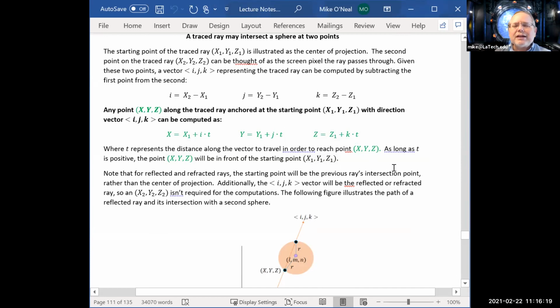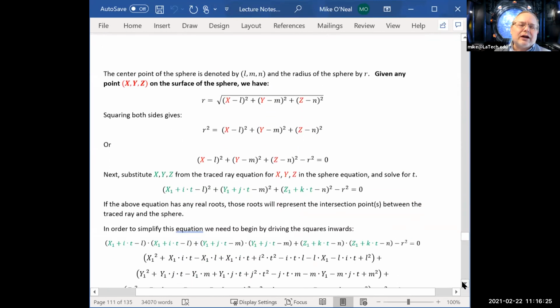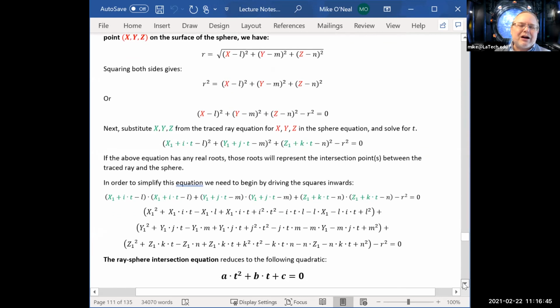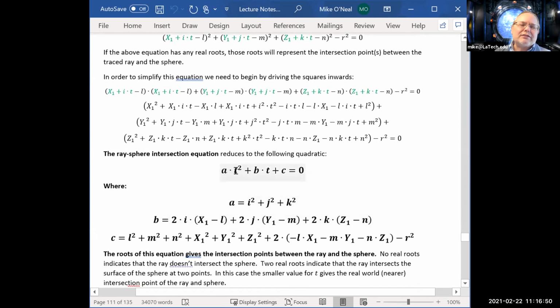So we take that parametric equation for x, y, and z, and we plug it into the x, y, and z of our sphere, and that gives us this combined ray slash sphere equation, and then we have to solve it. Well, the first thing you have to do is multiply out all of these things that are squared and combine your terms, and you can get a quadratic, a times t squared plus b times t plus c equals 0, and then these are the things that you collected together.